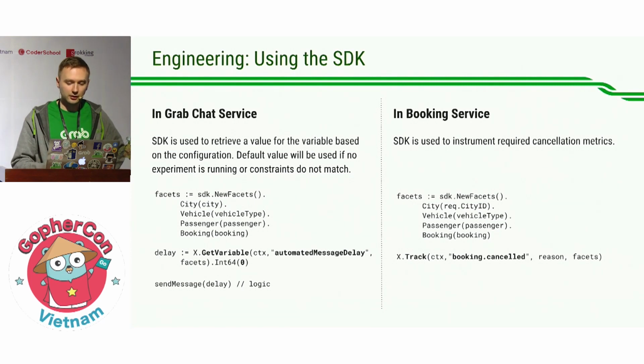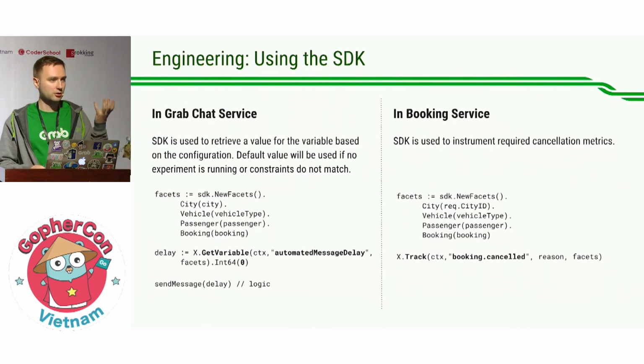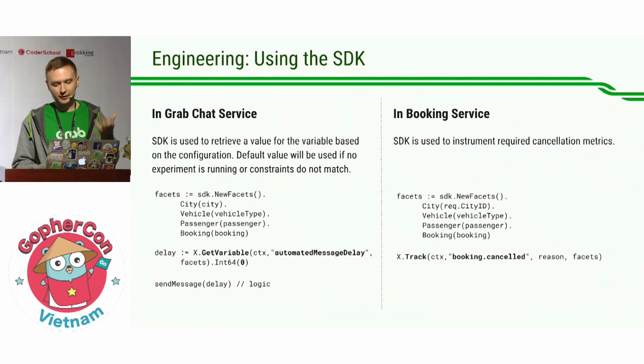Similarly, in the booking service, for example, where you want to observe the results of this particular experiment, you would have a metric. You essentially just want to log something. So we also provided a tracking functionality, so you can just track the same thing with some context: vehicle, passenger, booking, etc.